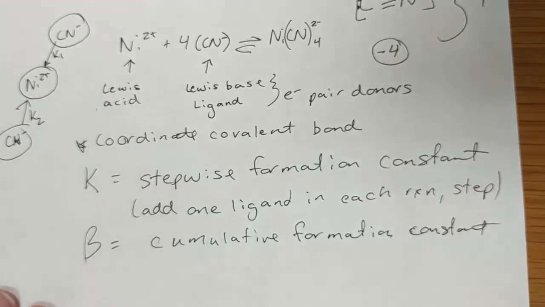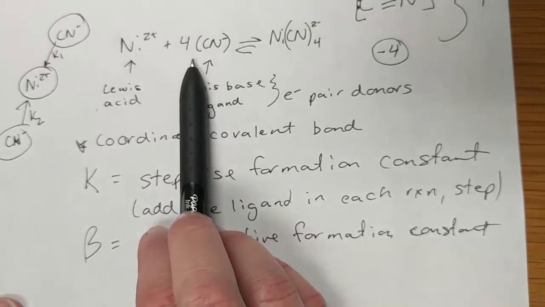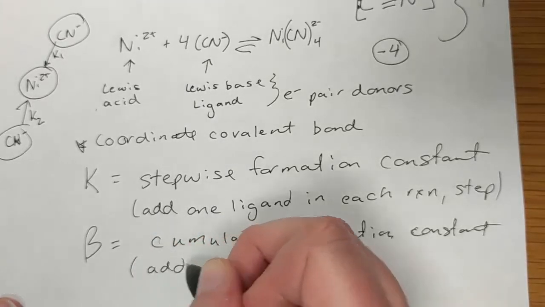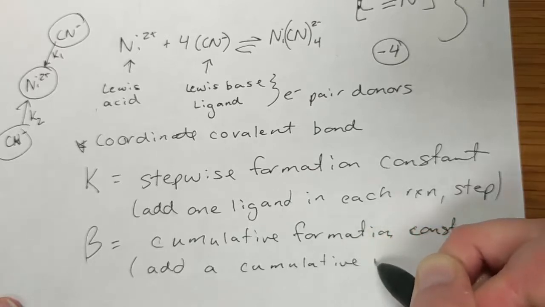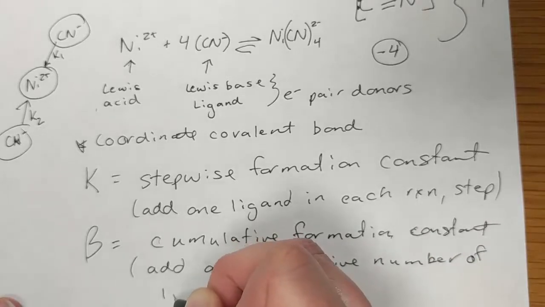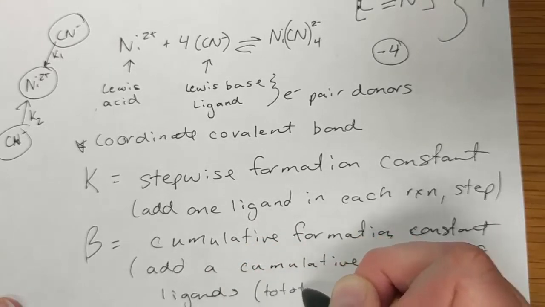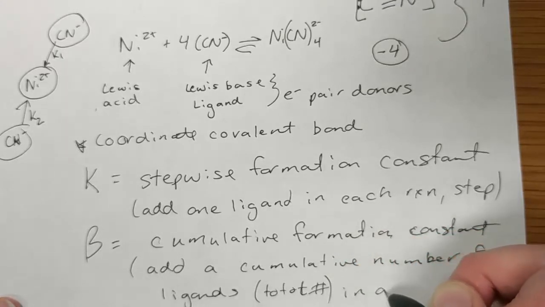And what's going to happen is a cumulative formation constant is one where you have added multiple ligands in a single reaction. So we're going to add a cumulative number of ligands in one reaction. Or a total number would be another way of putting it. Total number in one reaction.